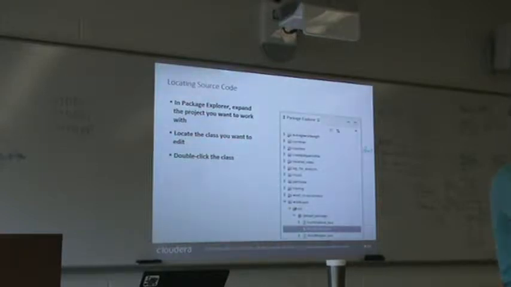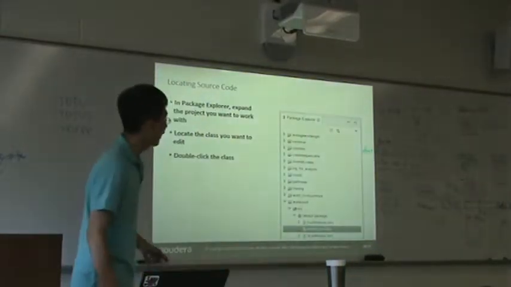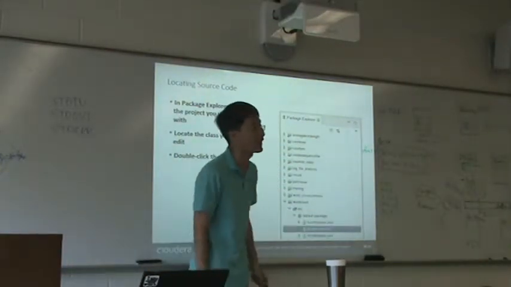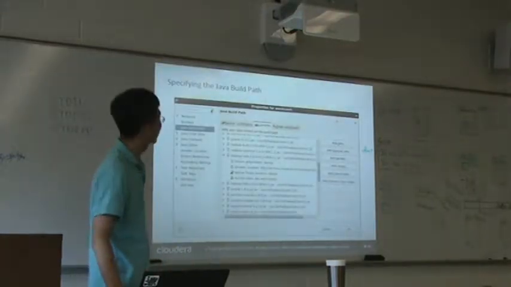You can set up and change the configuration, but by default it will compile automatically whenever you type. Okay? So after you type and complete the code, it has already created the class file. Then you can build the jar file. Okay?